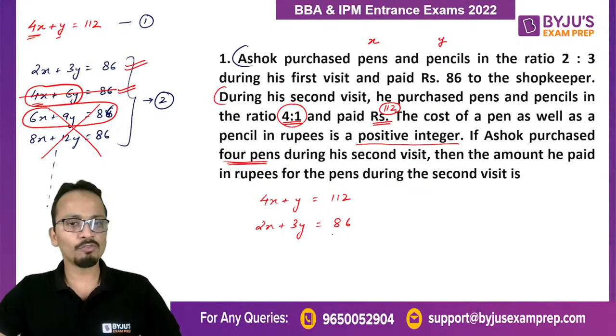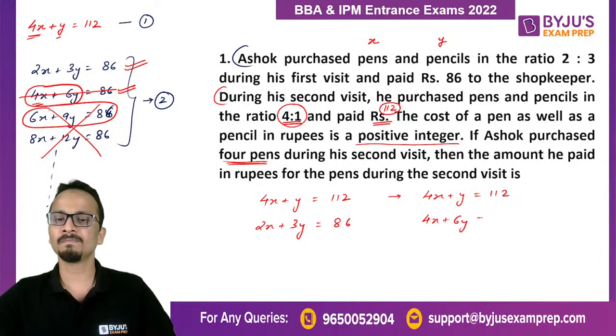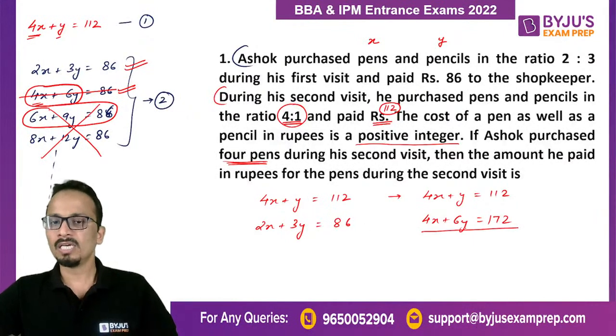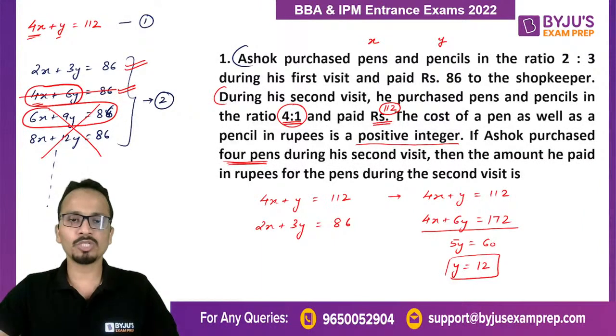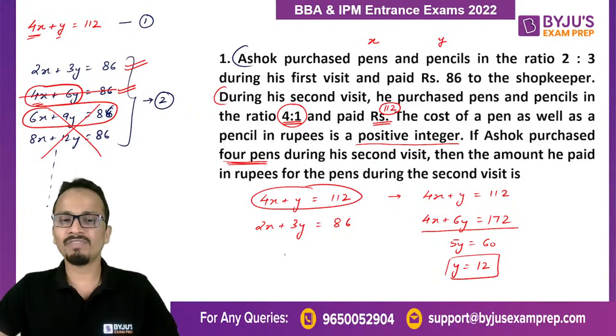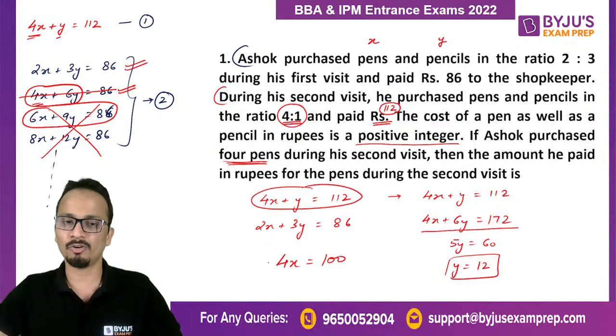All right. So now from here you can solve for y. Leave the first equation as it is, 4x plus y is equal to 112, and I'll multiply the second equation by 2. It will become 4x plus 6y is equal to 86 multiplied by 2, that is 172. Subtracting, I'll get the value of 5y as 60. So the value of y will be equal to 12. I'll put it in the first equation. So the value of 4x will come out to be 112 minus 12, that is 100.